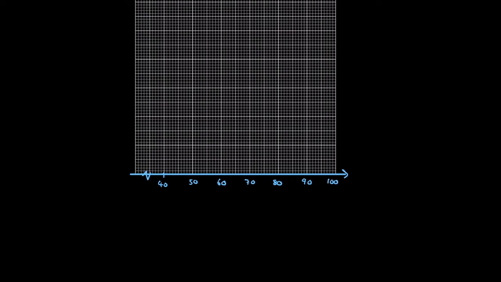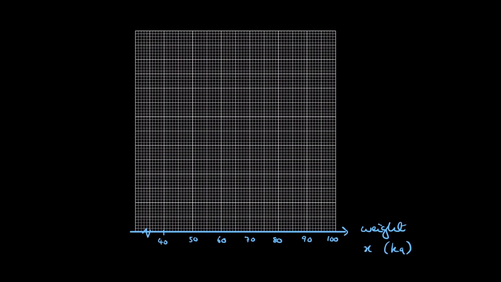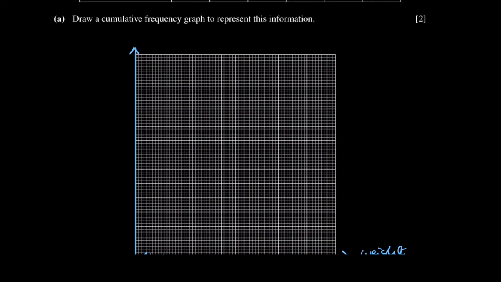Now I need to remember to include labels. It's very common to lose marks for that. And you also need to include the units for the labels, otherwise you're going to lose marks. It's going to be incredibly annoying. And then the y-axis is going to be our cumulative frequency. You can write CF for short, I think, but I'll just write cumulative frequency. And that's got to go all the way up to 120, so that'll be 20, 40, 60, 80, 100, 120.